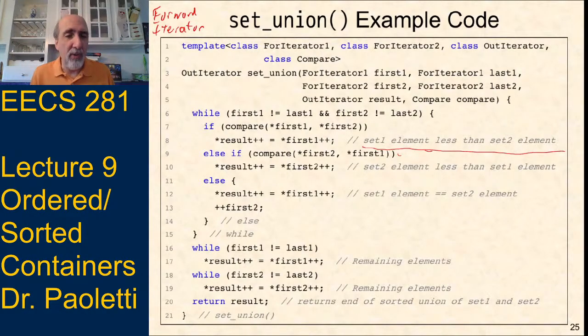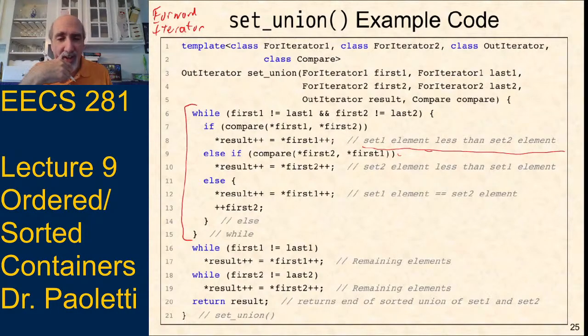Then the last part is basically saying, take care of the remaining elements. While I'm not at the end of first 1, copy from first 1 to the result. While I'm not at the end of first 2, copy from first 2 to the result. At most, one of those loops is going to run. If I ended up with both of them on Zebediah, and I ran off of both at the same time, then neither while loop would run. But they can't both run, because the first while loop stopped because at least one of them was off the end. So at most, one of those two while loops can run.